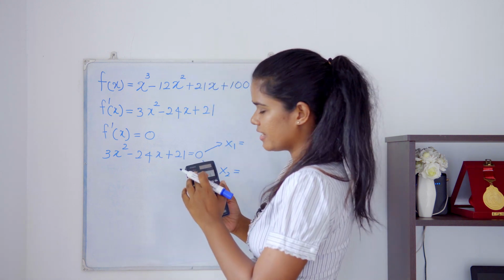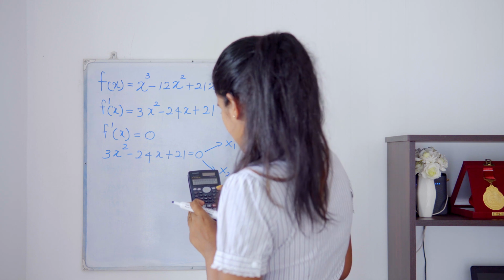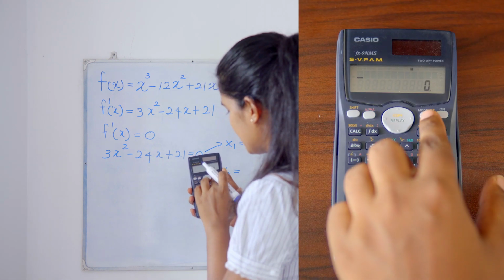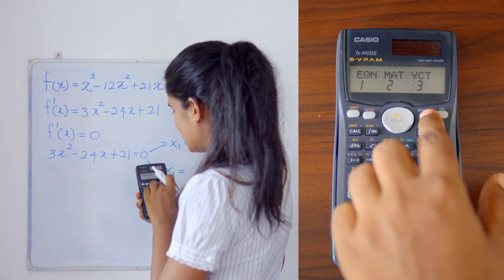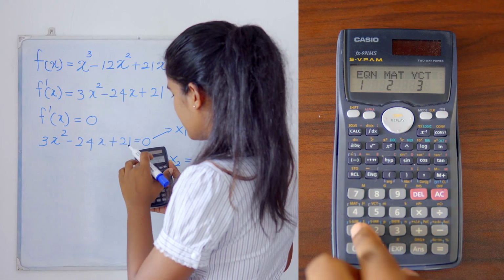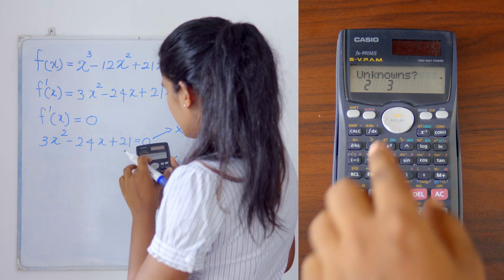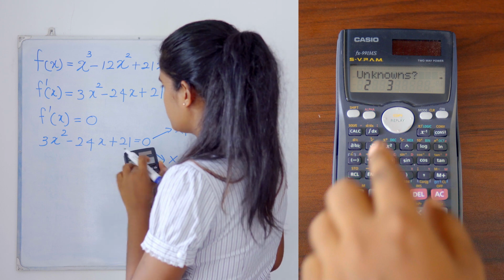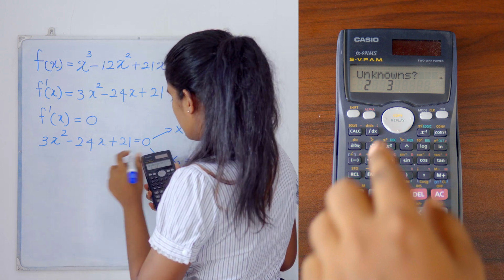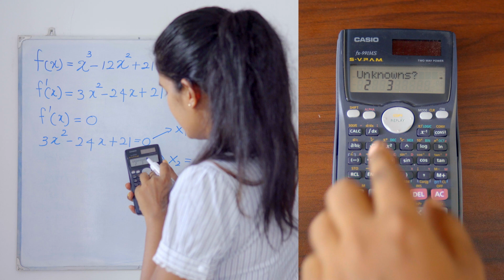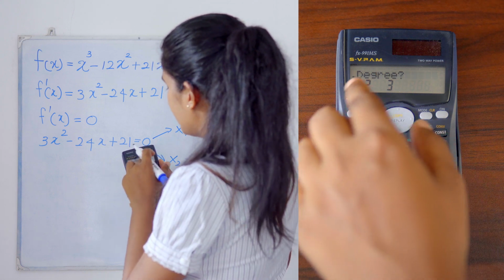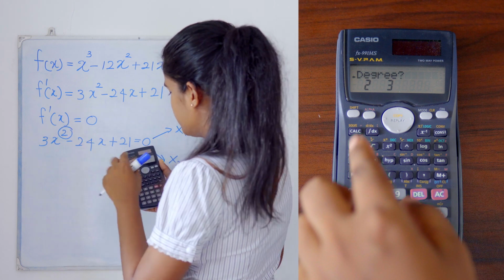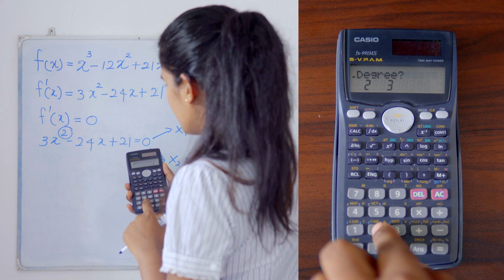This is the FX991MS calculator, and first of all we have to press the mode button 3 times: 1, 2 and 3. Again press for equation, number 1. It asks how many unknowns, 2 or 3. There is only one unknown, so we reject this and press the arrow. And it asks the degree, 2 or 3. This is a degree 2 equation, so we have to press number 2.